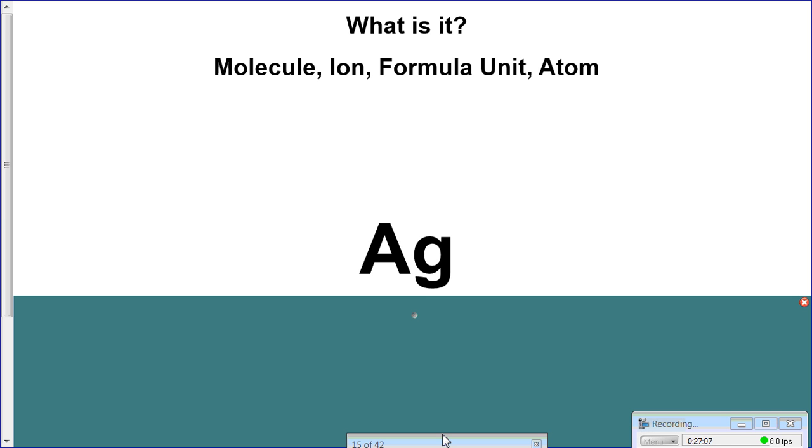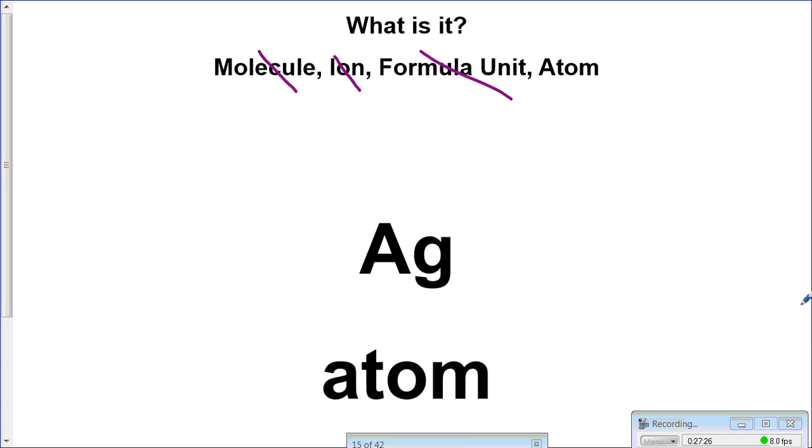Ag, silver. It's not a molecule, I've got a metal, so that's out. It's not an ion, it doesn't have a charge. Formula unit means metal, non-metal. Nope. Atom, it's just an atom. Okay, I just have an atom there. There's just one single thing there. It happens to be a metal atom, but it's an atom.